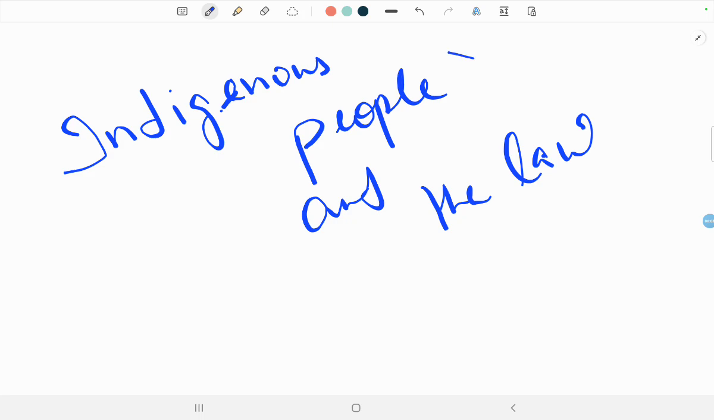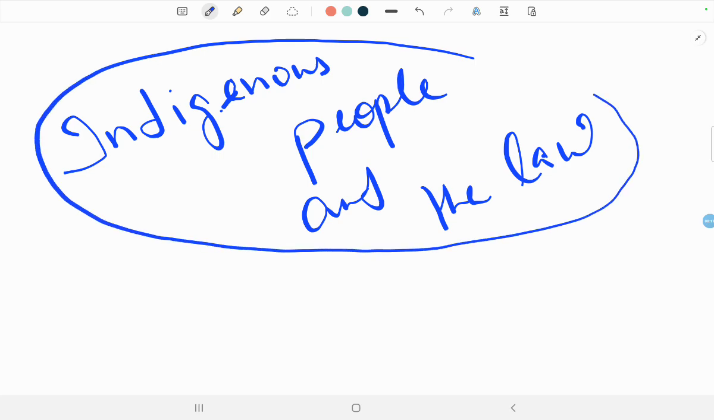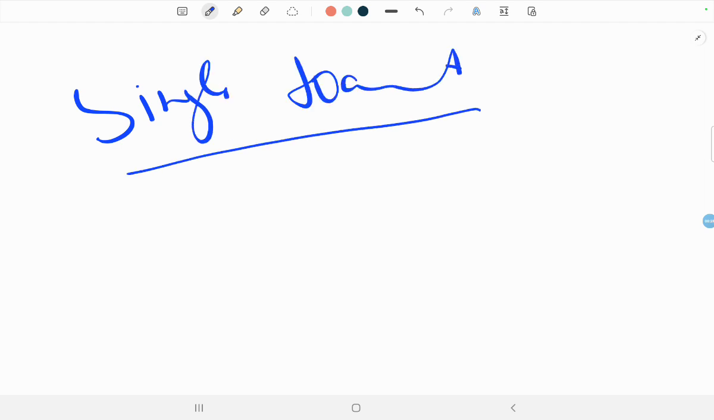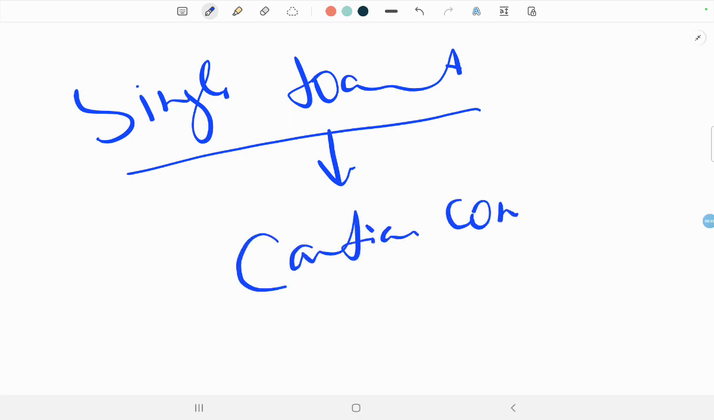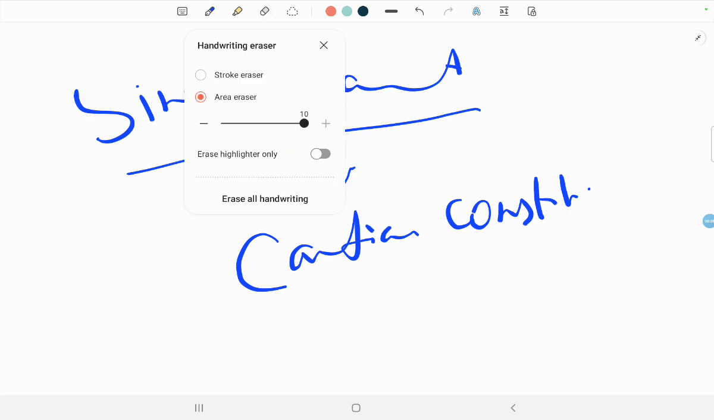To understand this topic, we must know about the Canadian Constitution. For that, I just want to clarify some important points to understand this whole concept. There is no single document we call the Canadian Constitution. Okay, so then what do we call the Canadian Constitution?